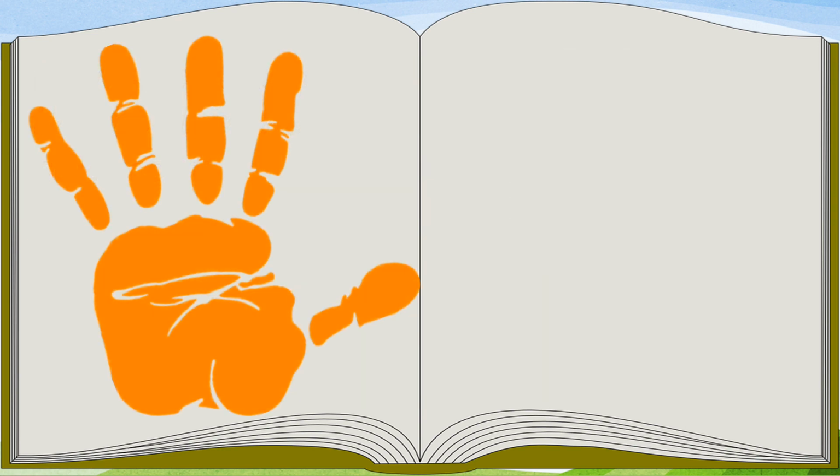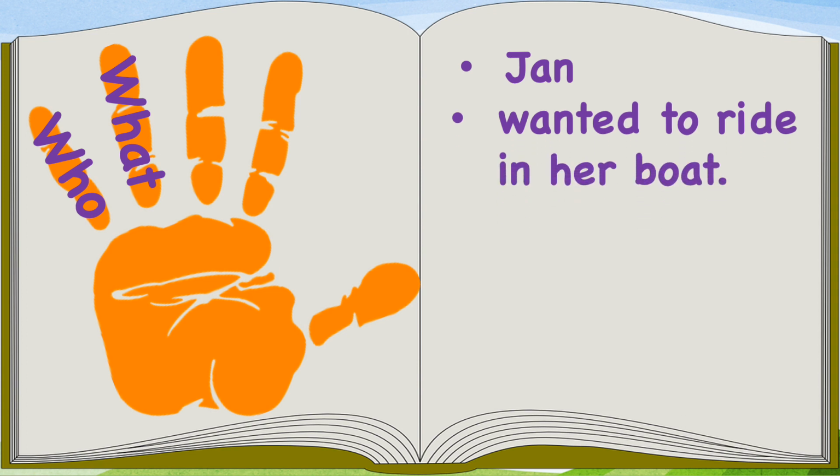Now let's summarize the story. Remember, we can use our question words to tell the important stuff. Who did what, when, where, and why? Are you ready? Who was the story about? That's right, Jan. And what was she doing? Going for a ride in the boat.